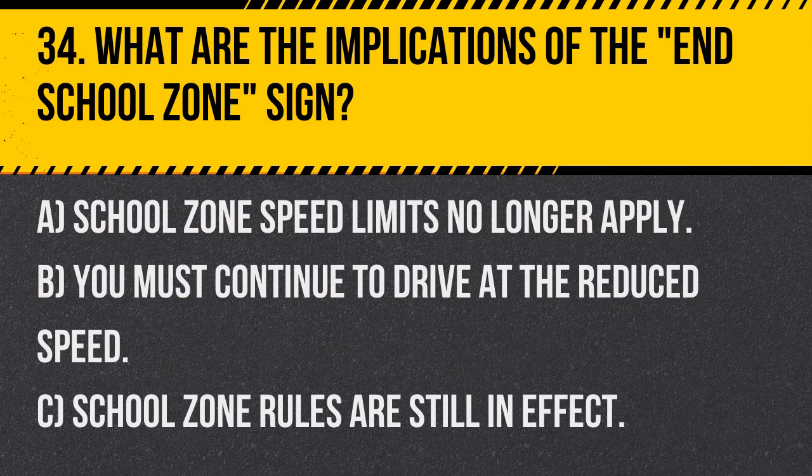Question 34. What are the implications of the end school zone sign? A. School zone speed limits no longer apply. B. You must continue to drive at the reduced speed. C. School zone rules are still in effect.